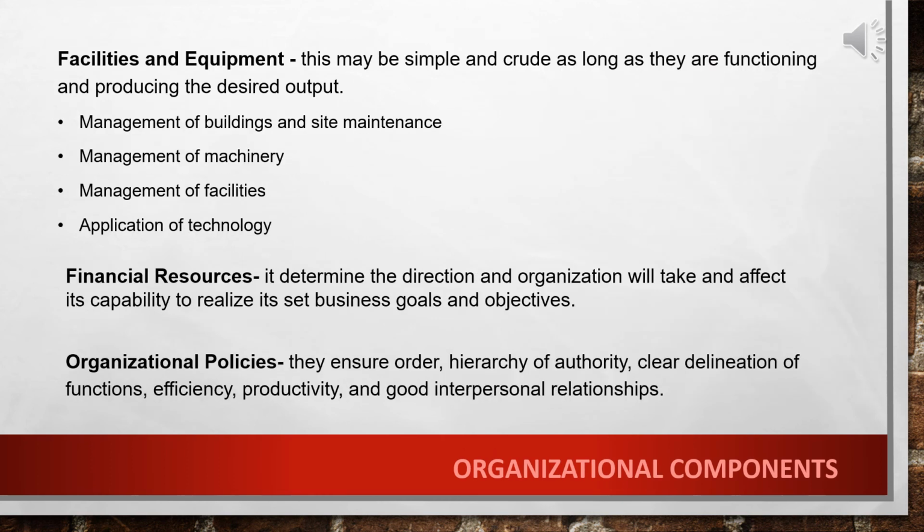Next is facilities and equipment. These may be simple and crude as long as they are functioning and producing the desired output. So, sa facilities and equipment, as long as nagpa-function daw siya at nakakapag-produce ng output, yun, ganun lang siya. While on the other hand, organizations with sufficient capitalization use the most sophisticated and the latest machinery and technology. Ito yung mga high maintenance.